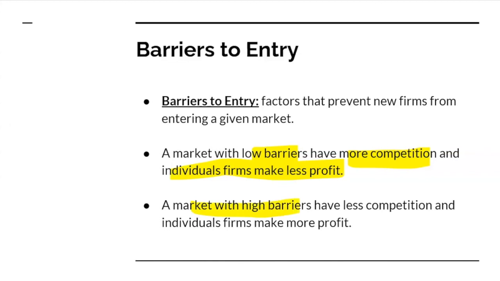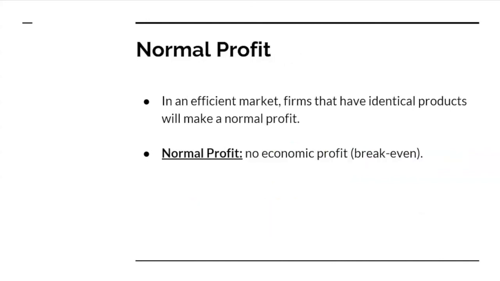However, a market with high barriers has less competition, and so individual firms make more profit, which yet again should make sense. If not a lot of companies are competing against each other because of high barriers to entry, each individual firm is going to make more money because there's less competition.